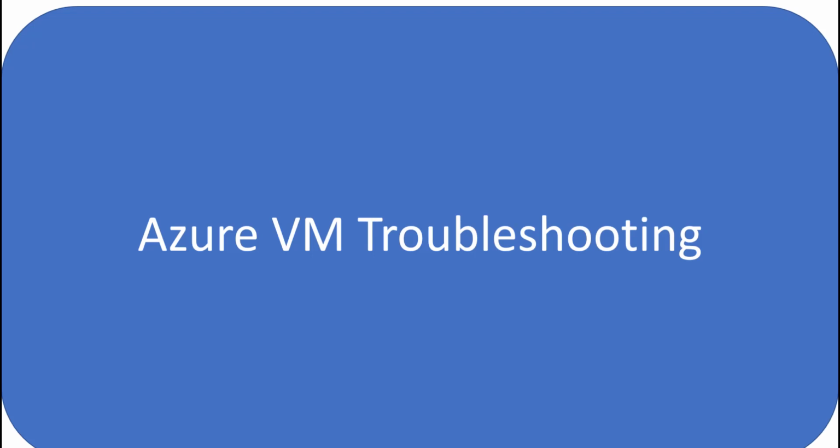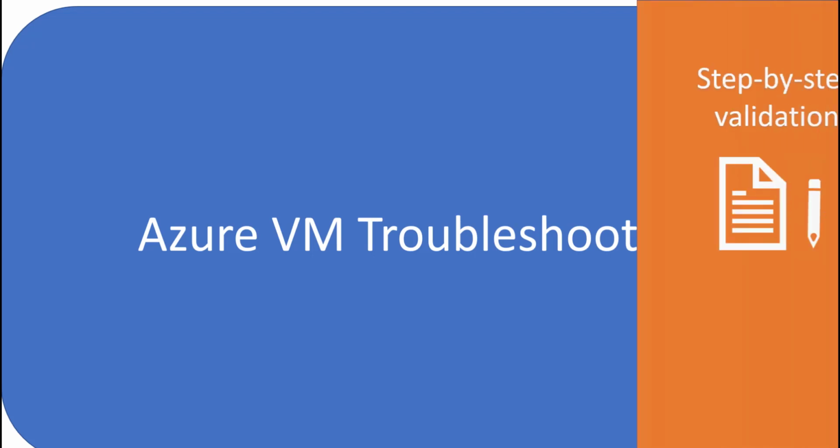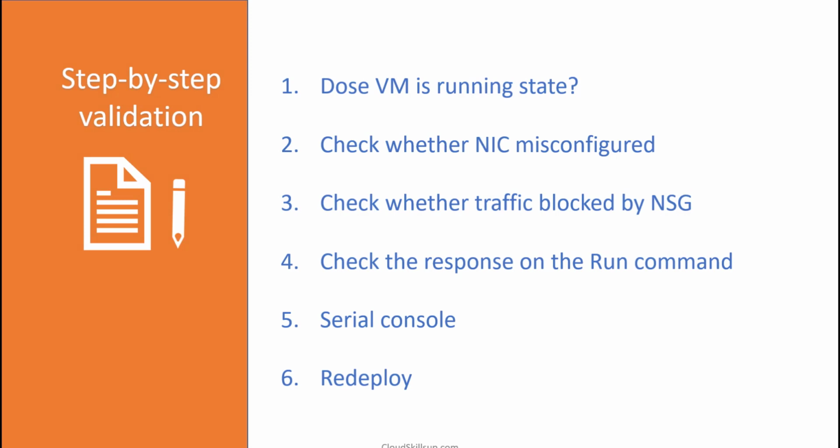As I said, we have 6 options that we need to follow. First of all, we need to find out whether our VM is running or not. Maybe some patches got updated on this VM, so it might have restarted or not come up. If it is running, well and good, we can move on to the second option.